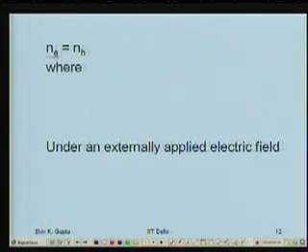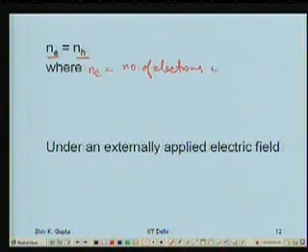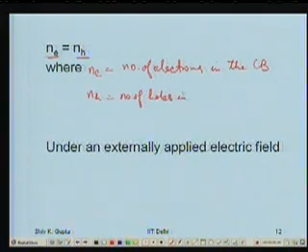Therefore, in an intrinsic semiconductor, the number of electrons in the conduction band is equal to the number of holes in the valence band. And we put these equal to Ni, the number of intrinsic charge carriers.